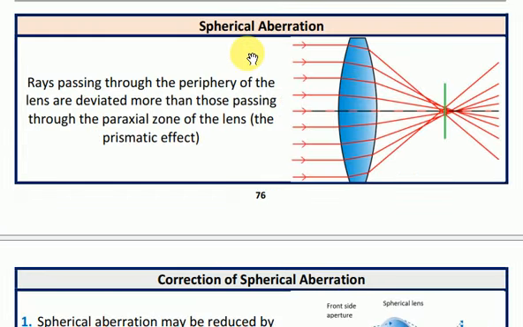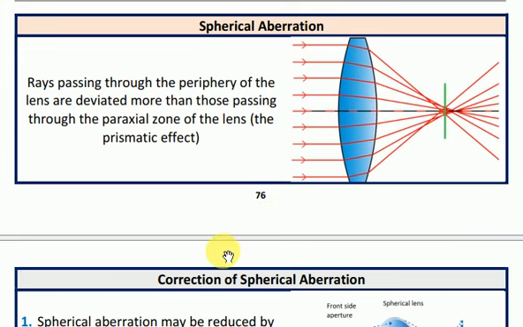Next is spherical aberration. In the previous chapter, the prismatic effect of the peripheral parts of spherical lenses was discussed. It was seen that the prismatic effect of a spherical lens is least in the para-axial zone and increases towards the periphery of the lens. So rays passing through the periphery of the lens are deviated more than those passing through the para-axial zone of the lens.